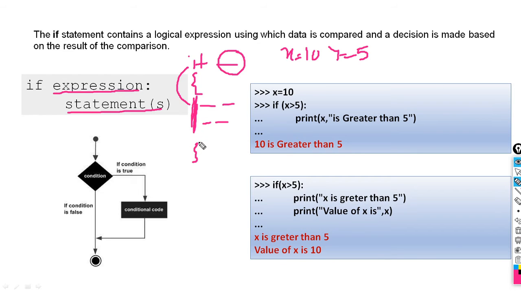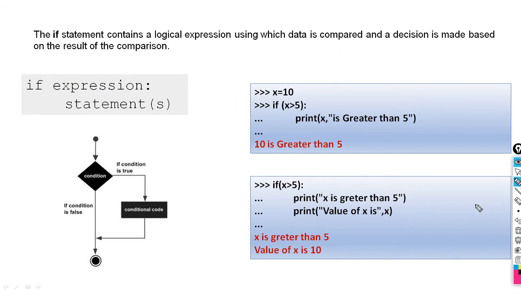So beginning and end. But when we consider Python, it doesn't give any type of symbol. So how does it indicate this is the beginning of if and this is the end of if? You should use indentation here. Indentation means spaces. We will see in the practical session how we can write statements and how we can use indentation in Python if.